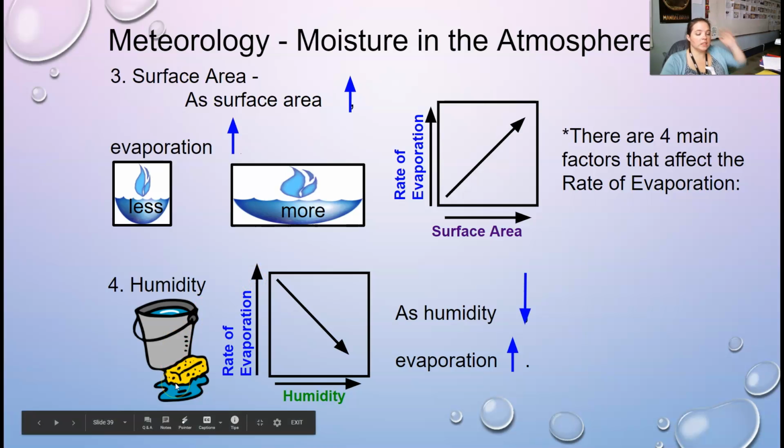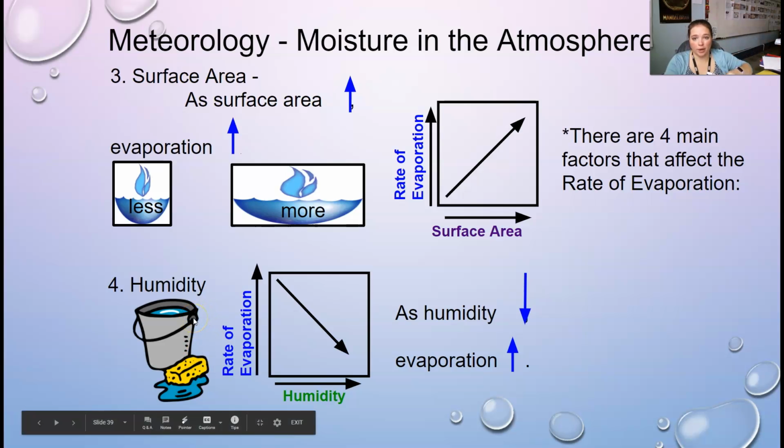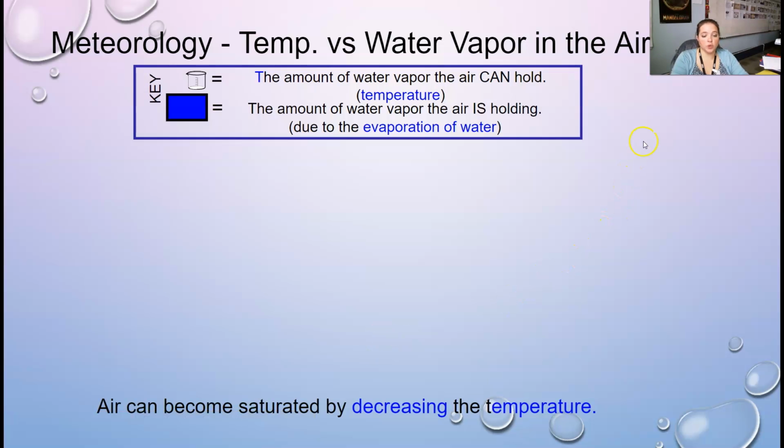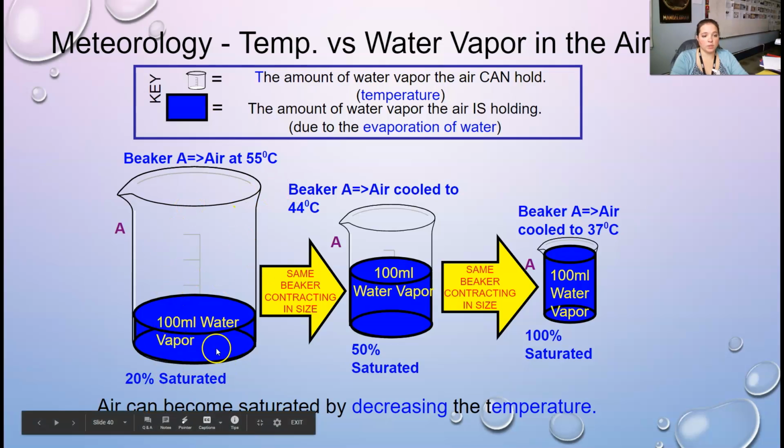Humidity. As the humidity increases, there's more water in the air, so less can evaporate. Okay, so air can become saturated by decreasing the temperature. So look at this. We've got 20% saturation at 55 degrees Celsius, so it's warmer. As I cool it down, more water can saturate the air. So this goes to 37, 100% water vapor, 100% saturated. What happens when it's saturated? That's when you tend to get precipitation.